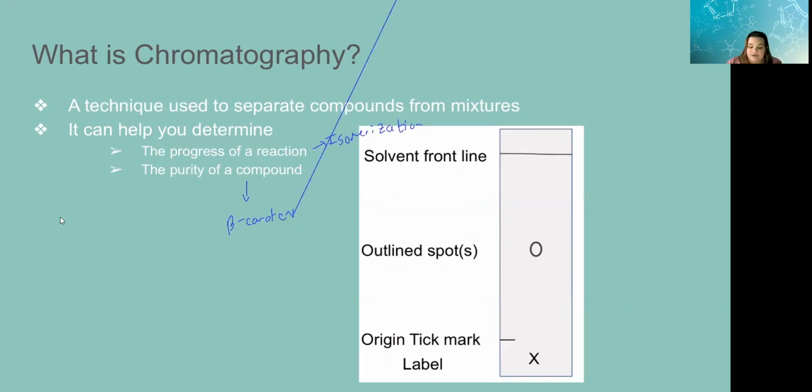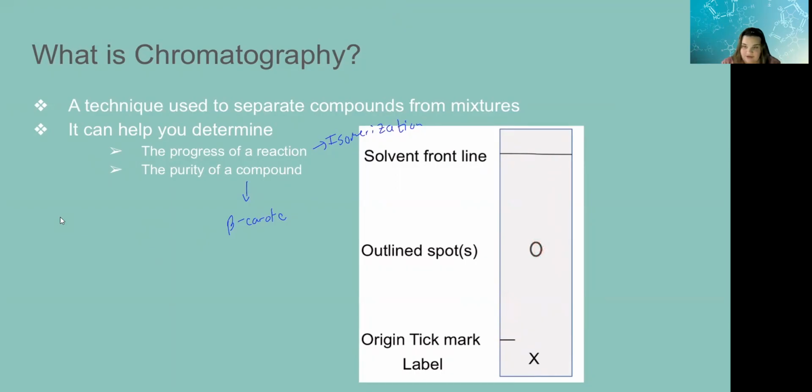Make sure you are fully capable of labeling a TLC plate and identifying the different features. The tick mark at the bottom would be the origin. The solvent front has a line. In real life situations, it's not always going to be a straight line, it might be a little curvy, but in any case, make sure it's a straight line for the solvent front. Origin's a tick mark. Any spots that you see should be outlined to completion.